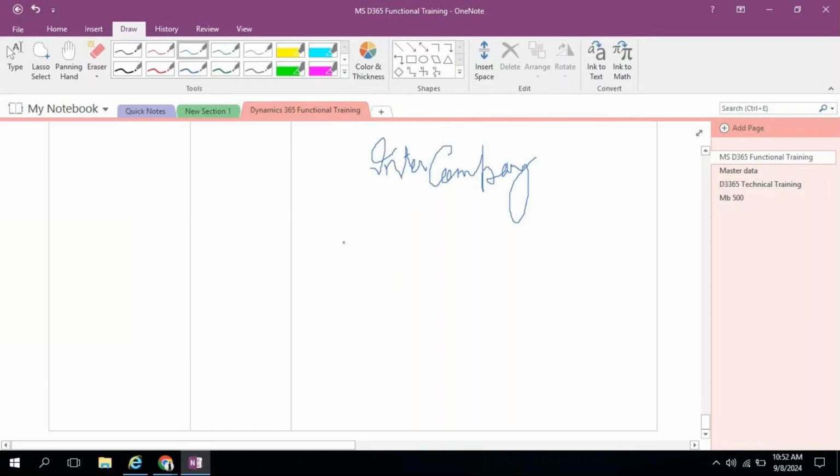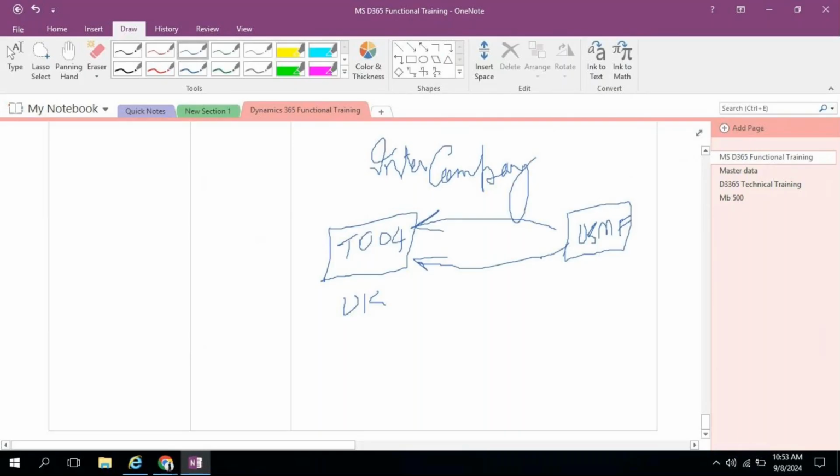Let's say, for example, right now we have a T004 account, which is a UK account, and it wants to take some money from USMF, because the other Titan entity we have not yet created. Another journal we have not created. So what I will do, I will create one entry of USMF, and we will do a transfer from the USMF entity to the T004 entity. Now what happened in that case?